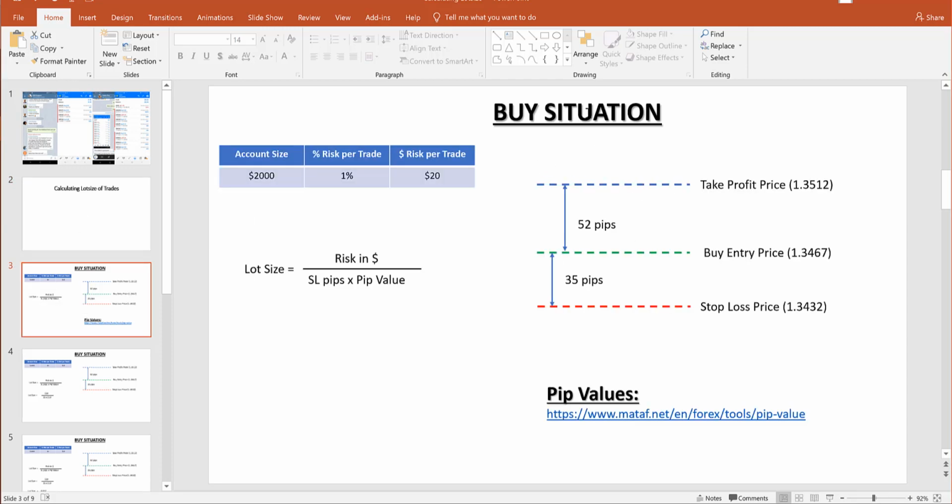So let's take a buy situation, and if you remember, a buy situation is a case where we know our buy entry price. In this example, the buy entry price is 1.3467, and our stop loss is meant to be below the entry price. In this case, the stop loss is 1.3432, which is 35 pips from the entry.